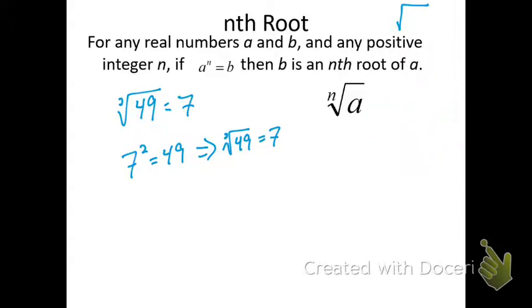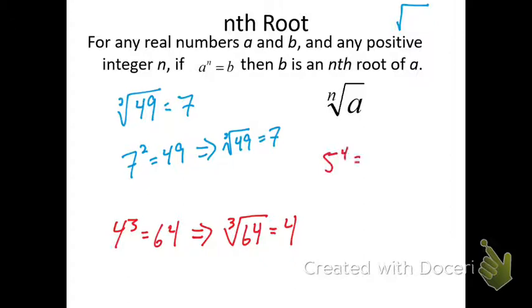Now, let's talk a few more examples of the ins and outs of these. If I had 4 to the 3rd power is equal to 64, well, that is similar to saying the 3rd root of 64 is equal to 4. A couple more examples. If I had 5 to the 4th power is equal to 625, then I could deduce that the 4th root of 625 is 5. So we're going forwards and backwards with these.